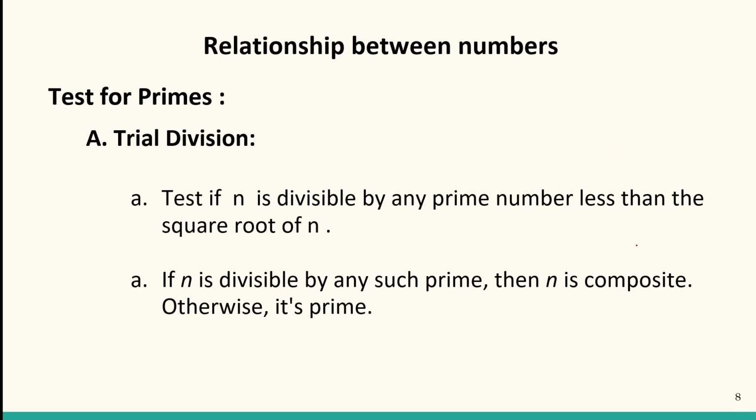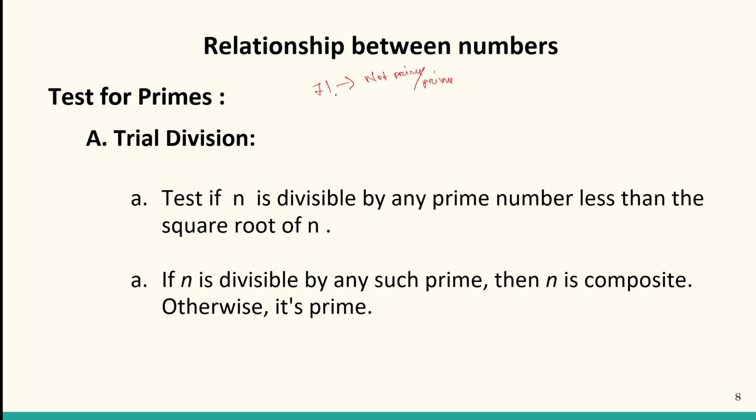So let's test for primes with trial division. How can we know whether a number is prime or not? Let's say, for example, 71. How can I know whether this is prime or not prime? Only one can be true, right? Either this is true or this is true. So we have a test here, that is trial division: test if n is divisible by any prime number less than the square root of n.